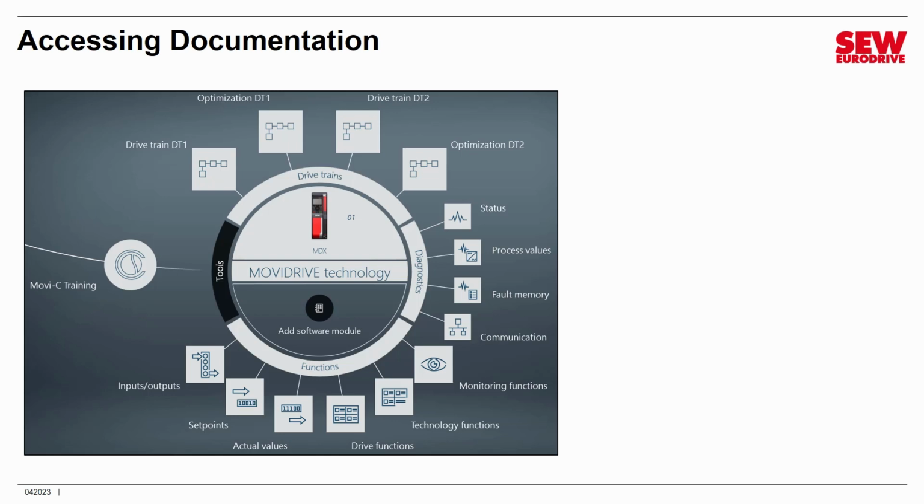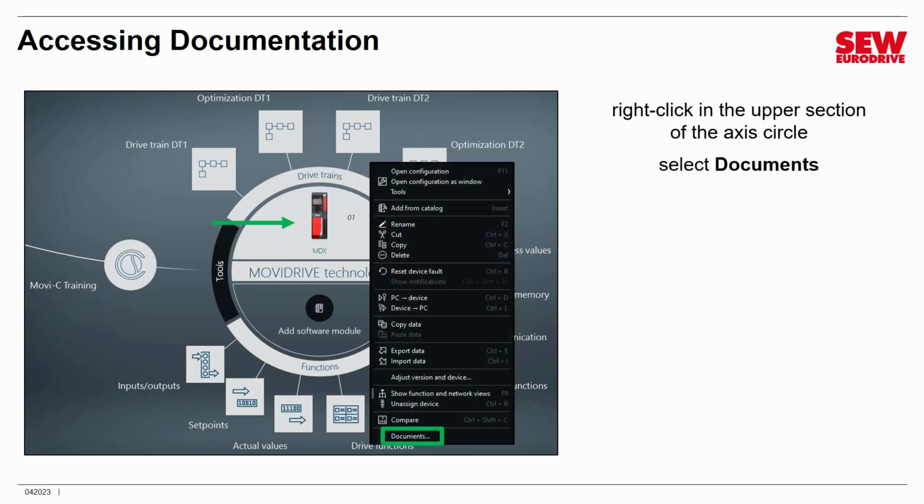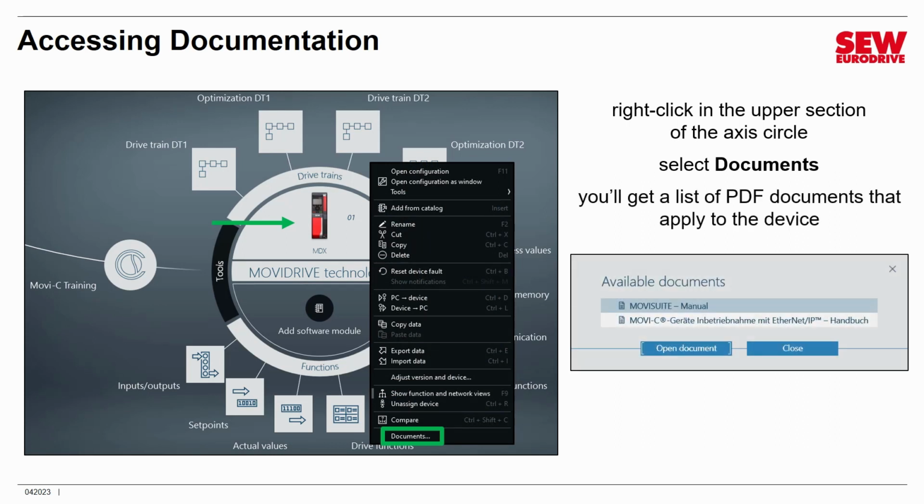How do you find documentation? Well, of course, you can go to SEW-EURODRIVE's website and download PDFs, but there's also an even quicker way for certain things. If you right-click in the upper section of the access circle where the arrow's pointing, you'll get a menu, and at the very bottom is an option, Documents. What this will do if you pick this is give you a list of every PDF document that SEW-EURODRIVE thinks applies to this particular device, which would be manuals connected with the software and device that you're working with. And you can see the first choice here is the MOVISUITE manual, so they're assuming maybe you need help with MOVISUITE, and then there will be a list of other things.